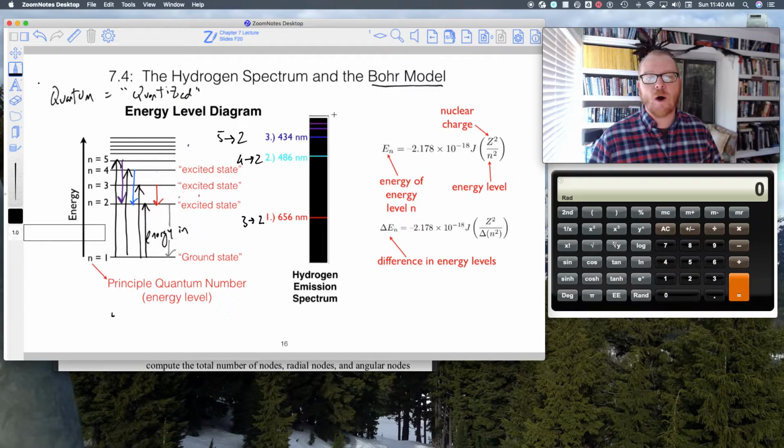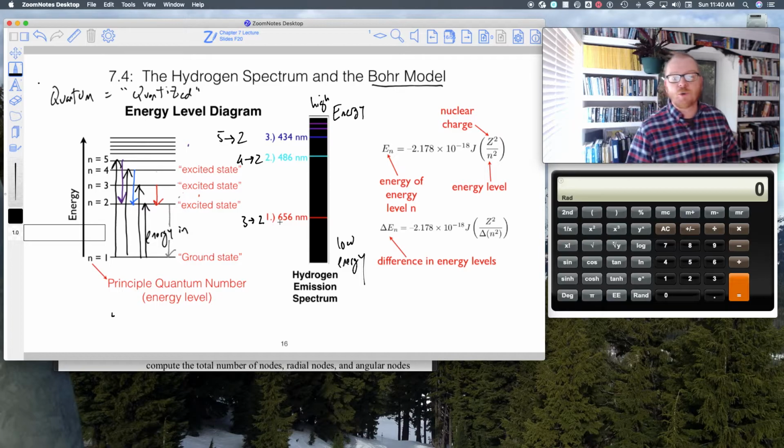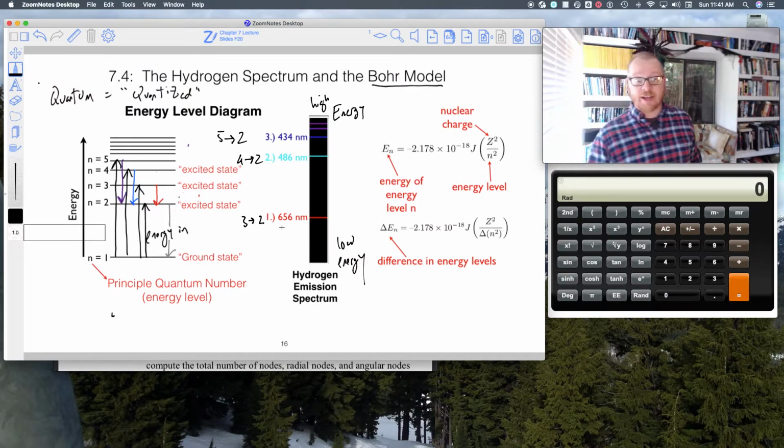I'll remind you that this is the biggest energy, so I'll write high energy up here and low energy up here. You can see that's why going from level 3 to level 2 only gives you a red light, because red is lower in energy than blue. The 4 to 2 is a bigger arrow, a bigger energy gap, so that requires more energy. So now what about level 2 to 1?